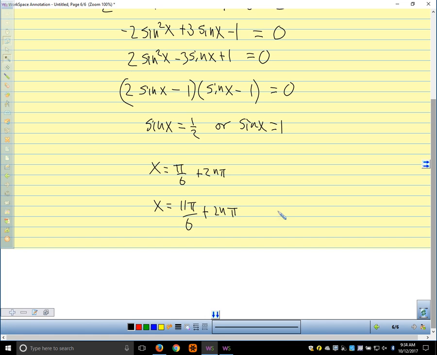Is that right? Yeah, it'd be 5 pi over 6, wouldn't it? Sine of 11 pi over 6 is negative 1/2. There we go. Sine x equals 1: pi over 2 plus 2n pi. So those are our answers. Those are our solutions to that equation.